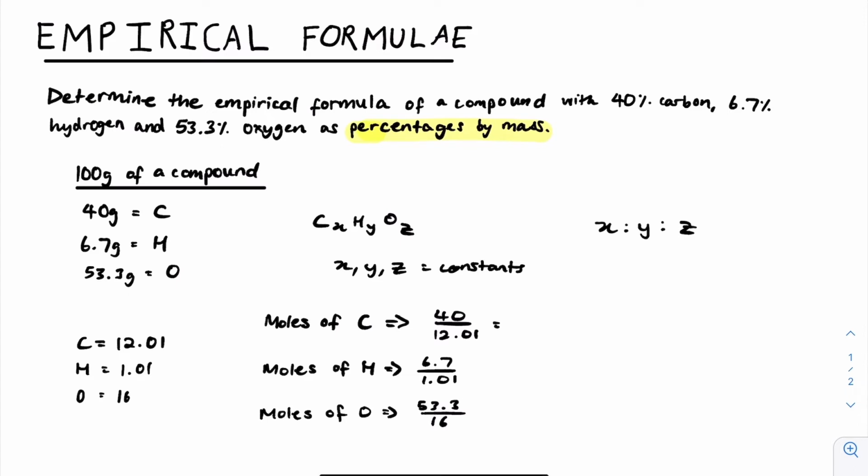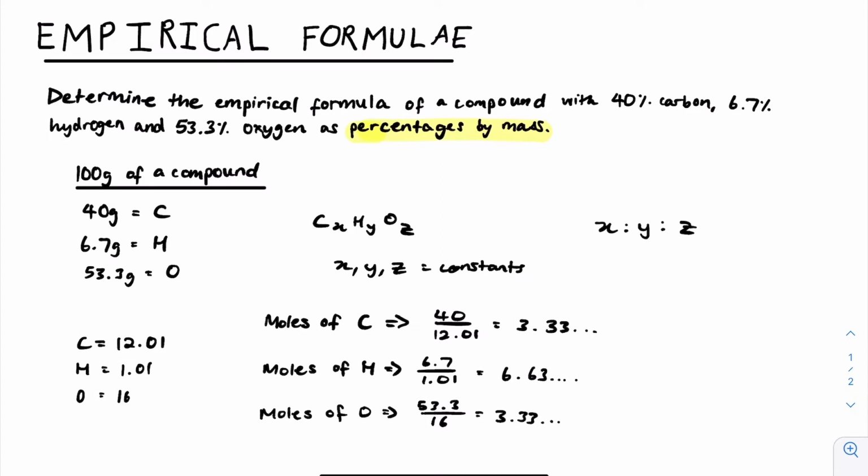So for carbon, it's 40 divided by 12.01. Just plug that into a calculator, and you get 3.33 approximately. It goes on. Now for hydrogen, if we do 6.7 divided by 1.01, we get 6.63, and then it goes on. And for oxygen, 53.3 divided by 16 is 3.33, and it goes on.